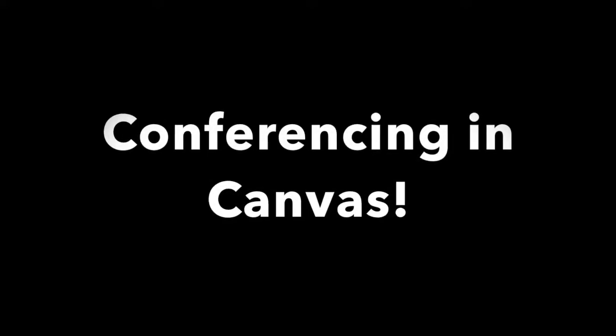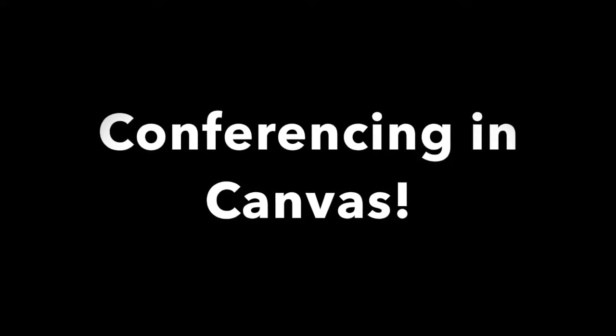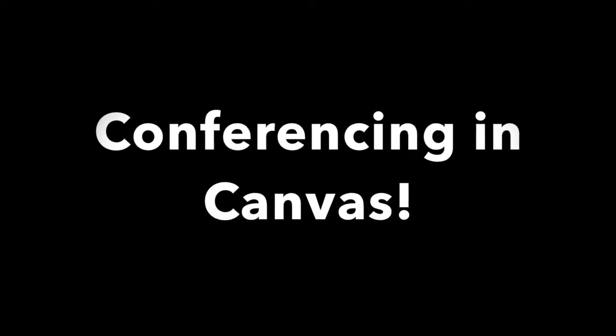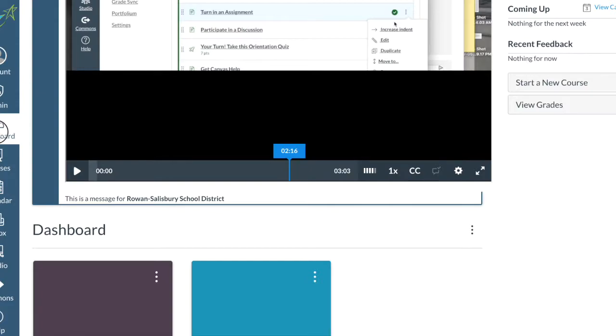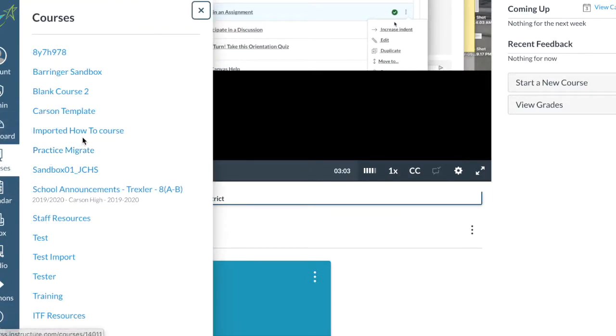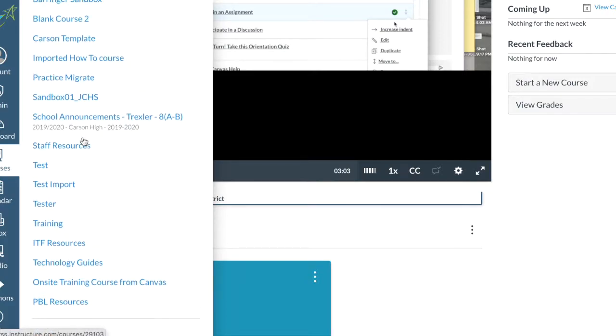Okay guys, so today I'm going to talk to you about how to do conferences in Canvas. So the first thing you're going to need to do is open up Canvas, remember it's the red one in Rapid Identity, and you're going to choose a class. It doesn't matter which one, so I'm just going to start with my sandbox.